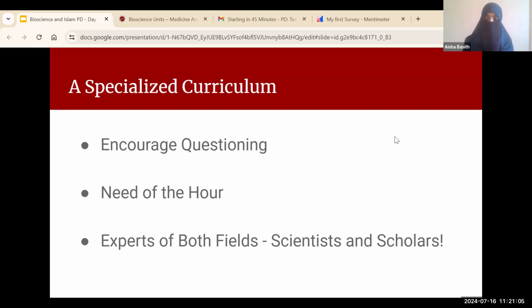So this is the need of the hour, which is why it is important that we understand what skills we need to learn and teach to our Muslim students. And then again, this curriculum asked these questions, and these questions were addressed by both Muslim scientists and Muslim scholars, right? And therefore, we were able to achieve a curriculum that is of high caliber and has this rigor, so that we were able to address them in an effective manner.